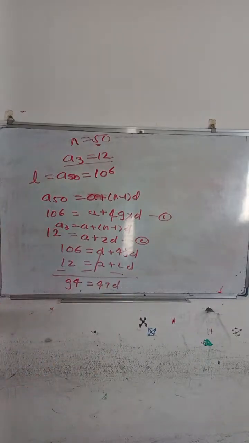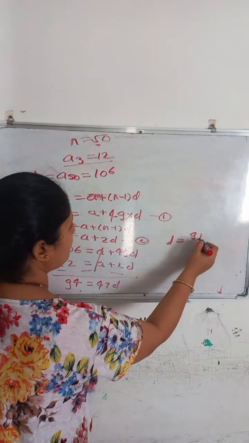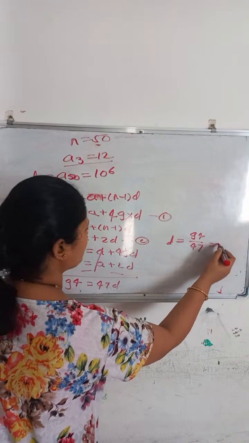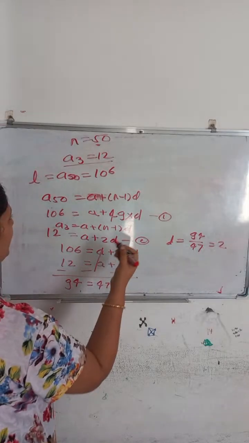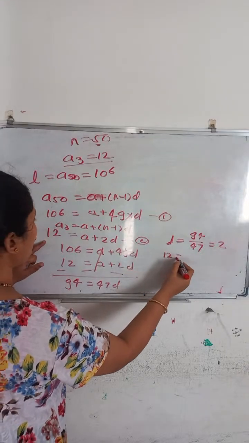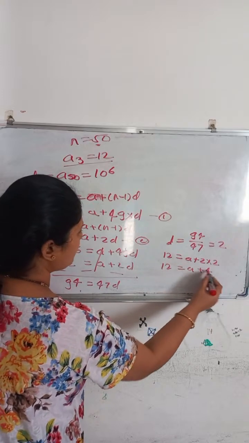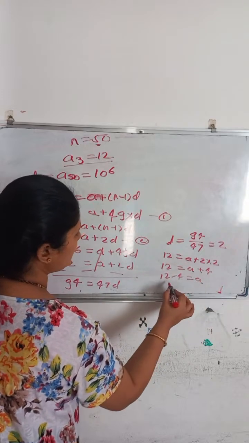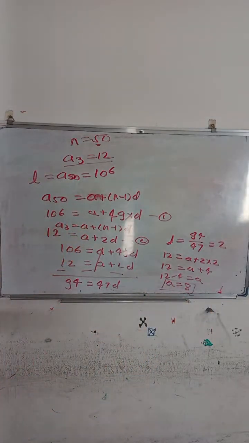Simplify this and you will get the value of d. 94 by 47 is equal to 2, so we get d as 2. Now from this you can find the value of a. Any one of the equations you can use. 12 is equal to a plus 2 into 2, so 12 is equal to a plus 4. So 12 minus 4 is equal to a, so a is equal to 8.